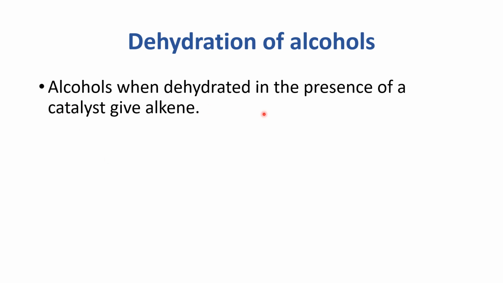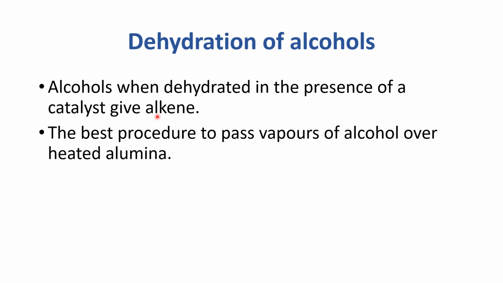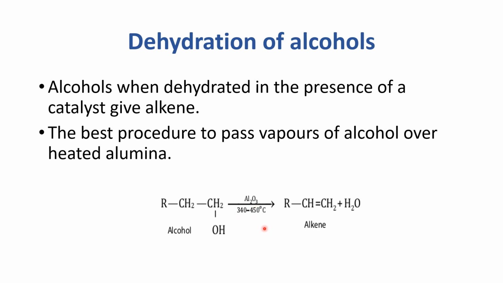Another method is dehydration of alcohols. Alcohols, when dehydrated in the presence of a catalyst, give alkene. Best procedure है कि आप alcohol vapors को heated alumina के साथ treat करवा दें. Reaction क्या है? Alcohol को जब आप at 340 to 450 degrees Celsius alumina के साथ treat करवाते हैं, it will yield alkene. क्योंकि ये dehydration reaction था, तो water remove हो जाएगा.